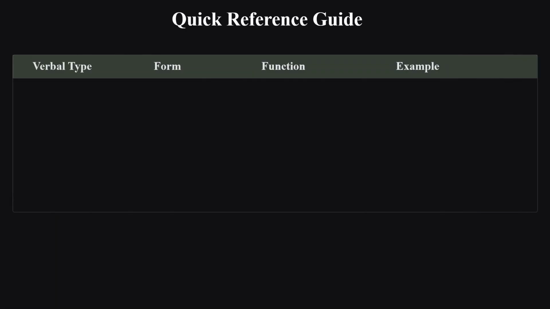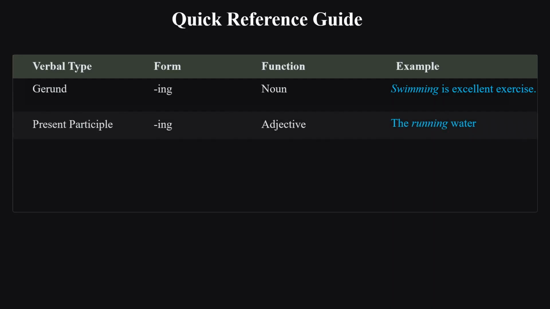Let's solidify this with a quick summary table. Gerunds end with ing and they function as nouns, as in the example where swimming names an activity. Present participles also end with ing, but they function as adjectives, as in the example where running describes the noun water. What kind of water? Running water.